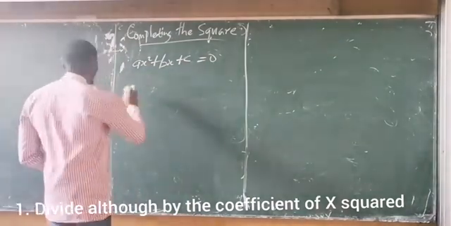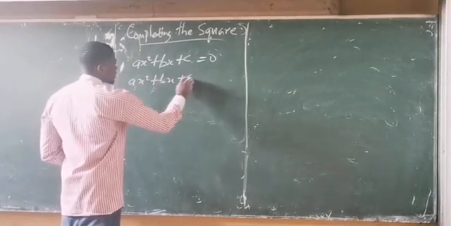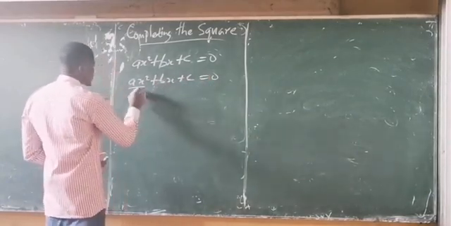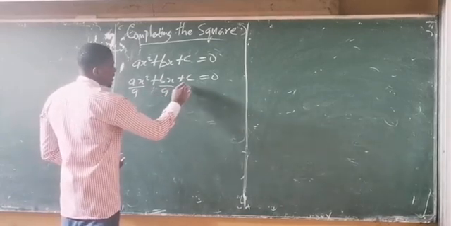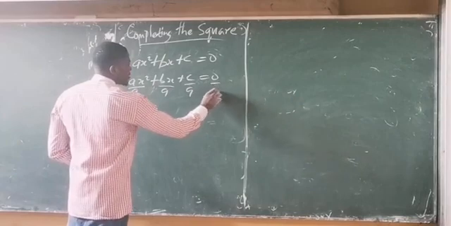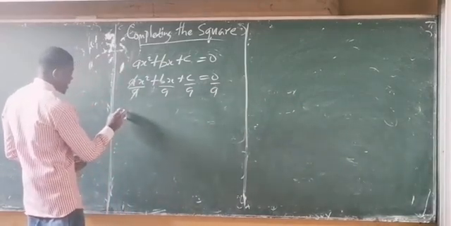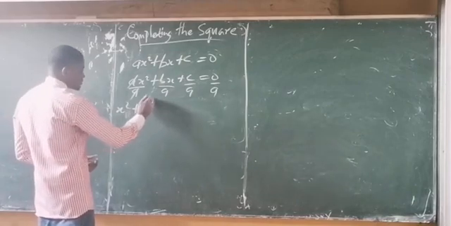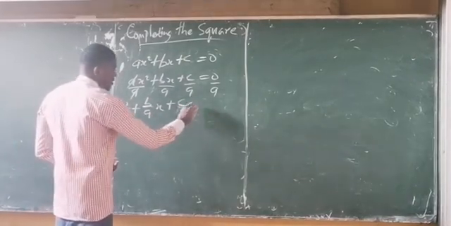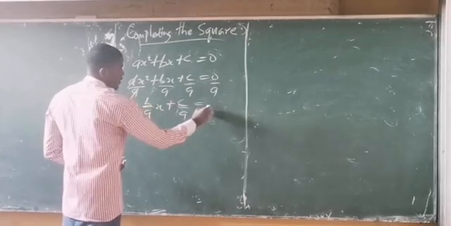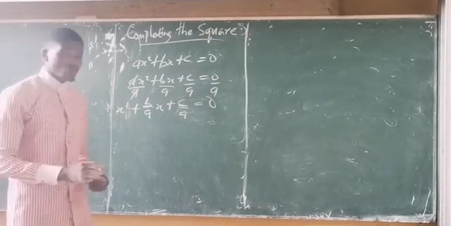So we have ax squared plus bx plus c equal to 0. Divide all sides by a. Notice that a cancels a. So we're left with x squared plus b over a x plus c over a equal to, of course, 0 over a, which is 0. So that's the very first step to do.